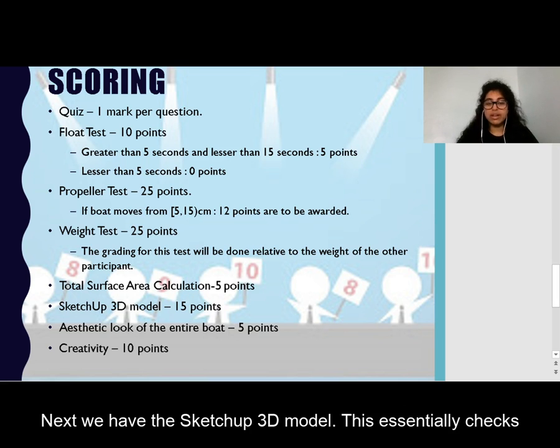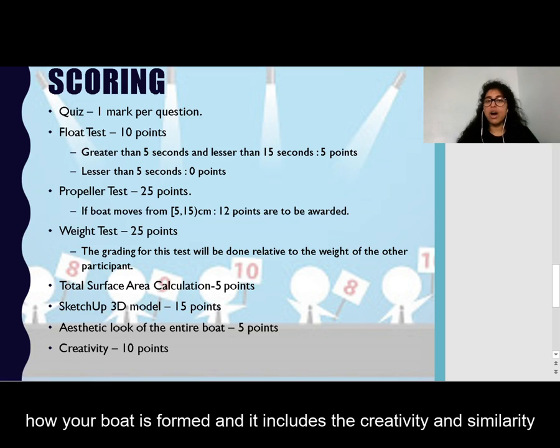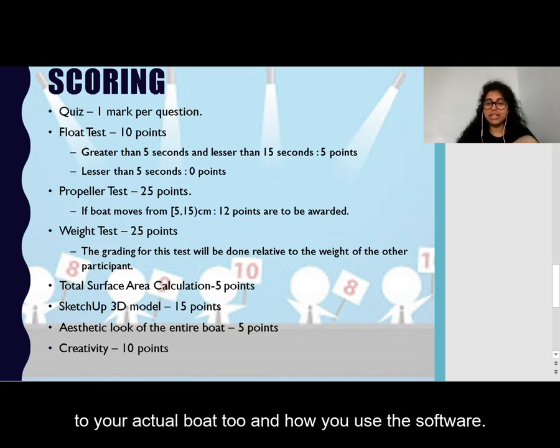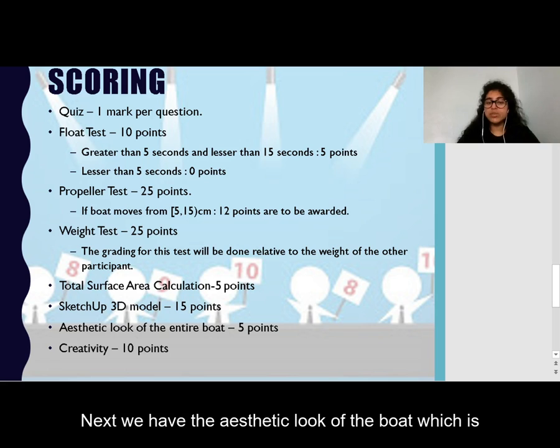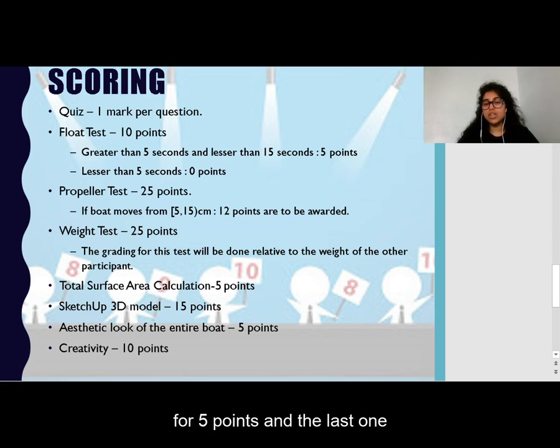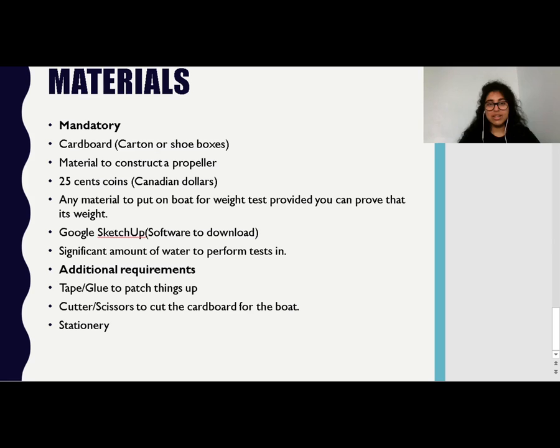The next we have is the SketchUp 3D model. This essentially checks how your boat is formed, and it includes the creativity and similarity to your actual boat too, and how you use the software essentially. Then next we have the aesthetic look of the boat, which is for 5 points, and the last one is creativity, which is for 10 points.